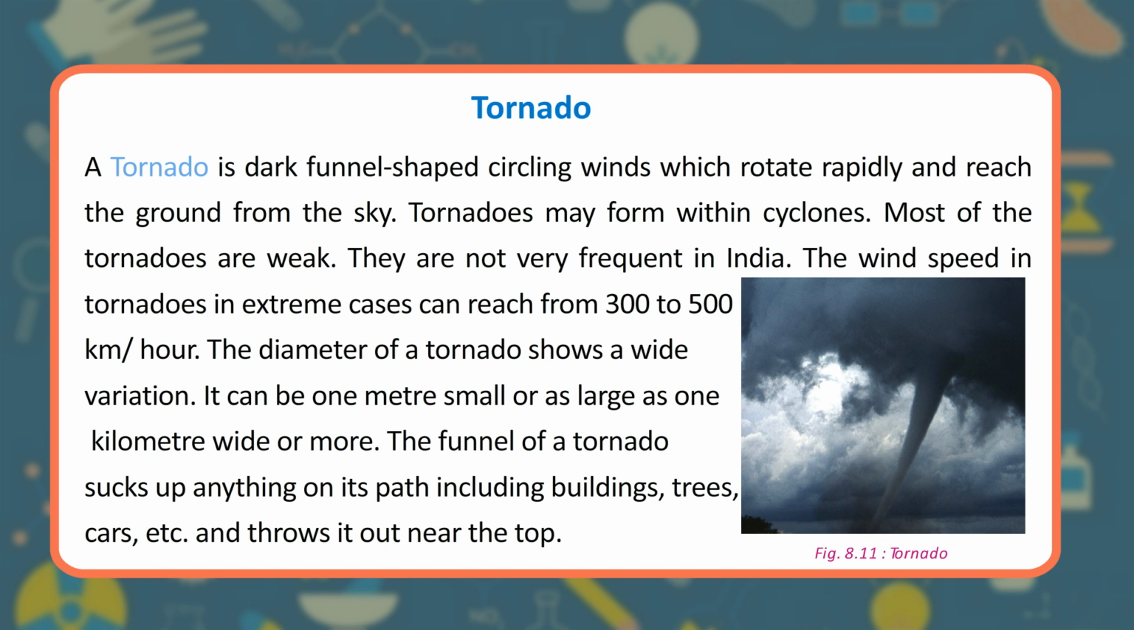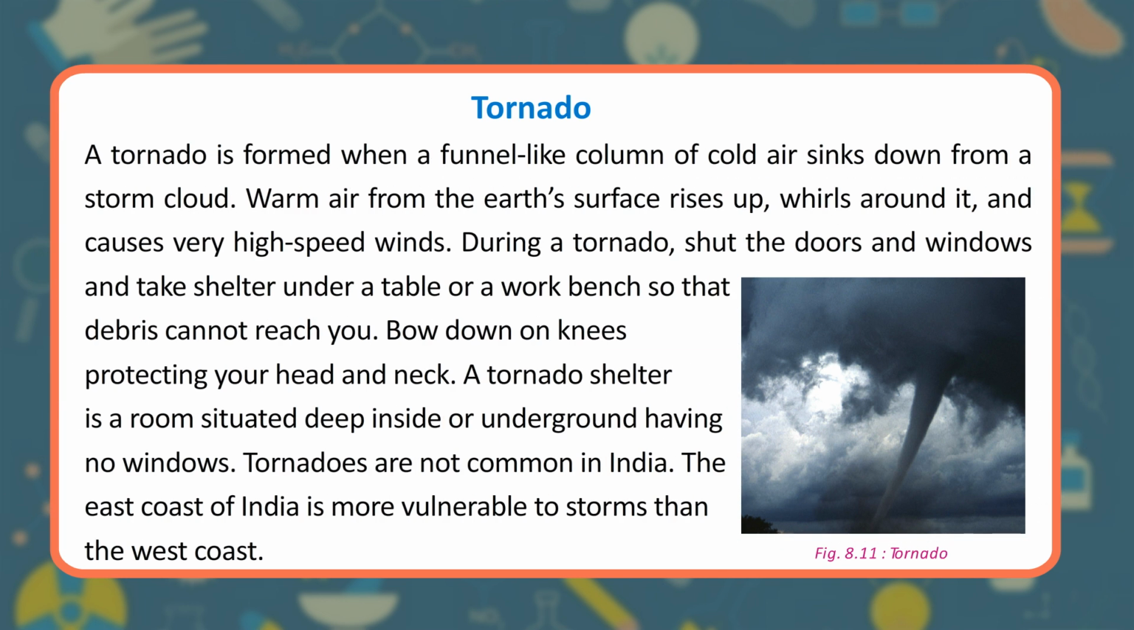The funnel of a tornado sucks up anything on its path including buildings, trees, cars, etc. and throws it out near the top. A tornado is formed when a funnel-like column of cold air sinks down from a storm cloud. Warm air from the Earth's surface rises up, whirls around it, and causes very high-speed winds.